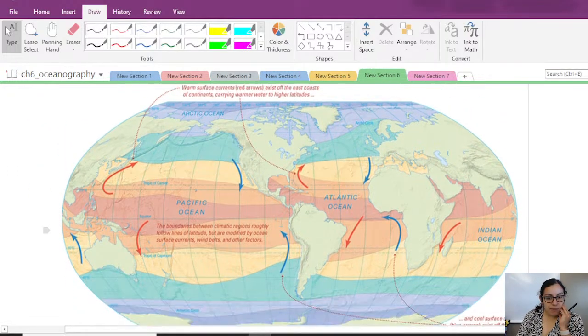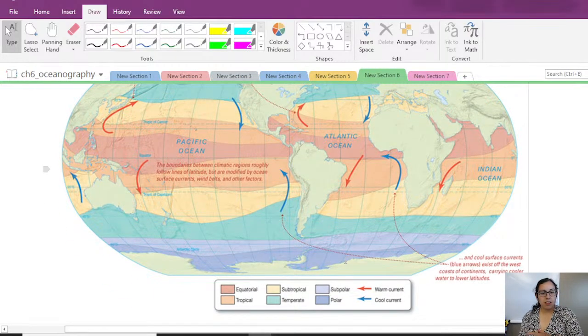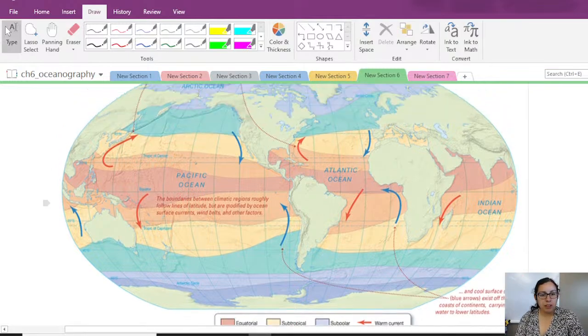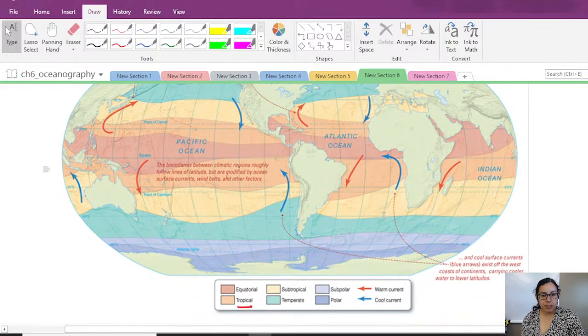So all this graph is just showing our different zones. We have our equatorial zone, so obviously that's going to be the hottest in the center here. Then your tropical, centered between your Tropic of Cancer and your Tropic of Capricorn. So you have those regions. Then subtropical, again, the continents are in the way.